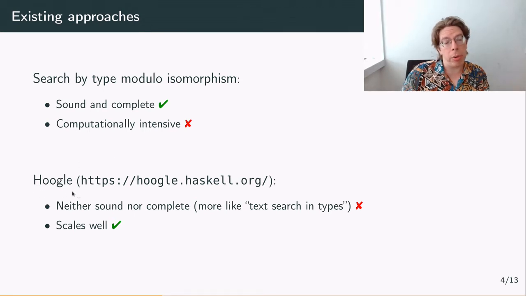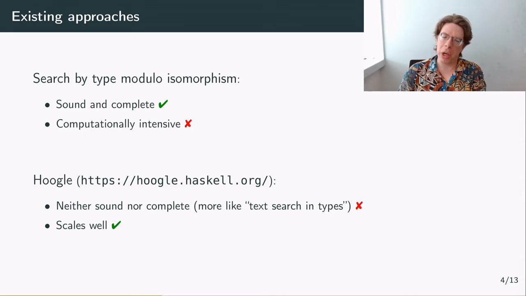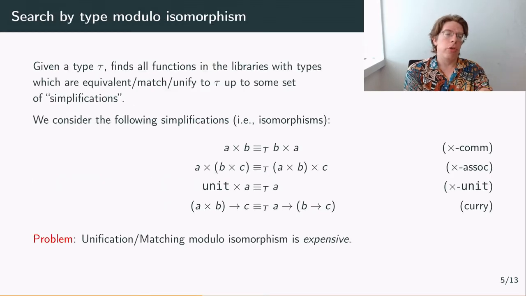Another alternative approach, which is very popular in the Haskell community, is Hoogle. The problem is that Hoogle is neither sound nor complete. It's more akin to a text search in types. It doesn't really understand the semantics of types, but it scales very well, and it works on the whole Haskell ecosystem. So what's search by type modulo isomorphism?